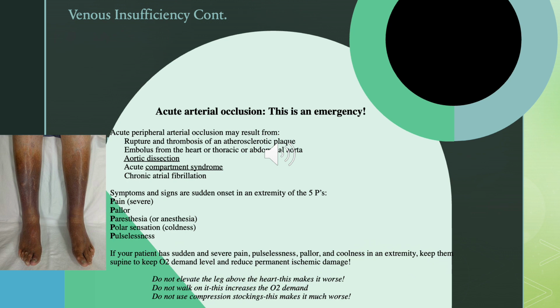And what do we do? We elevate their legs and say it's going to stop. No, it's not. It's going to get worse. What you need to do is keep them laying flat, because it stops the oxygen demand at a level of exercise, and it keeps the demand level down to reduce the permanent ischemic changes. So keep them flat. If you keep them flat, you have a basic gradient. That blood flow is perfusing as best as it can.